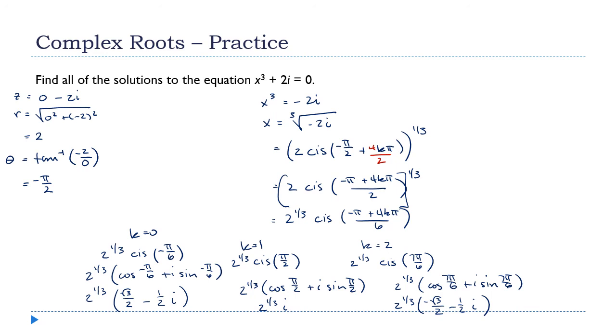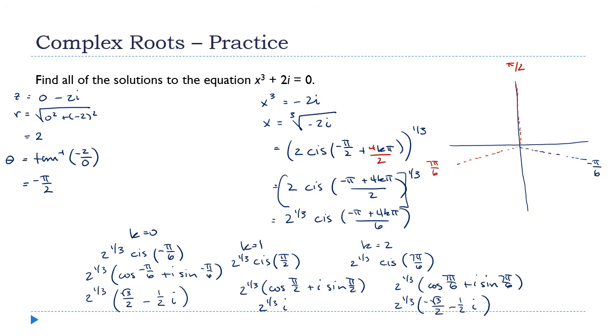Okay, now I want to make a quick point about this because these are actually some kind of interesting results. If we graph these polar numbers, right, what happens? Well, we have negative pi over 6. That's down here. Then we have pi over 2. That's up here. And then we have 7 pi over 6. Well, 7 pi over 6, that's pi plus pi over 6. So that's going to be here.